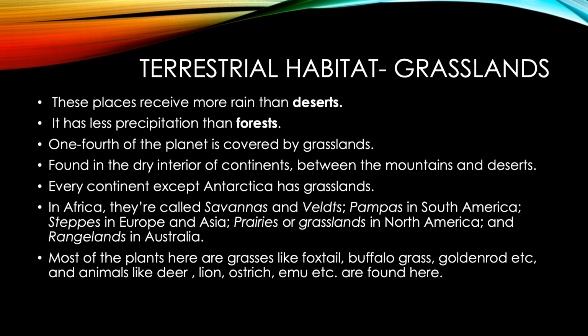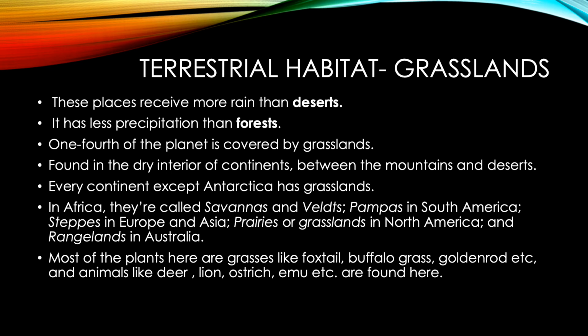Grassland habitat. These places receive more rain than deserts. It has less precipitation than forest. 1/4 of the planet is covered by grassland, found in the dry interior of continents between the mountains and deserts. Every continent except Antarctica has grassland.